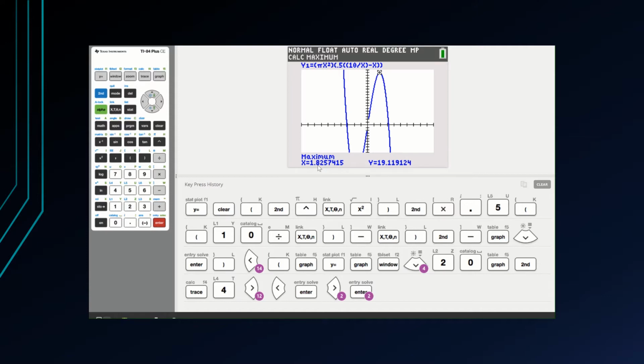And then I can see that x maximum, and I remember this x is the radius in this case, the problem that we're working on, and I'm going to jot this down. It says it's 1.8. I'm going to round it to the nearest hundredth, 1.83, and that would be in inches. And y, which is the volume, remember y equal, we had volume equal all of that, 19.12. So my maximum volume would be about 19.12.